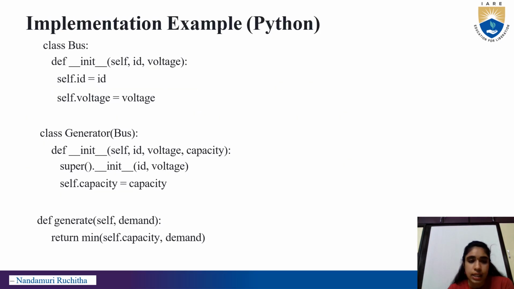Next, this is an example of a Python program. So implementation example in Python. So class Bus, def __init__ self, ID, voltage. This is about class Bus. This is the example of class Bus, and this is the example of class Generator Bus. And next is def generate self, demand. I hope everyone understood the example.